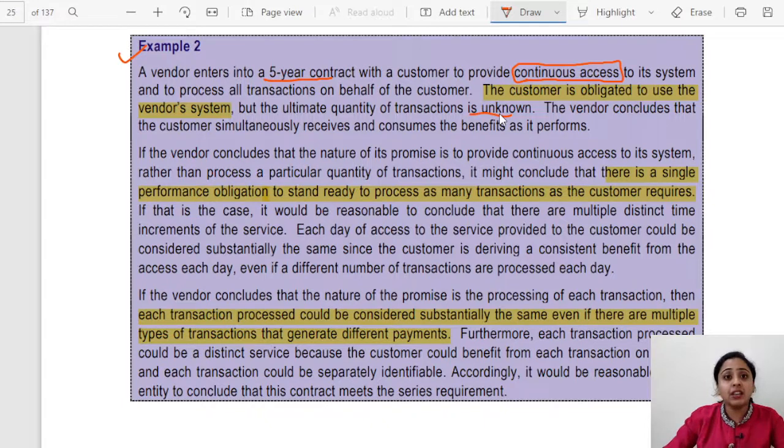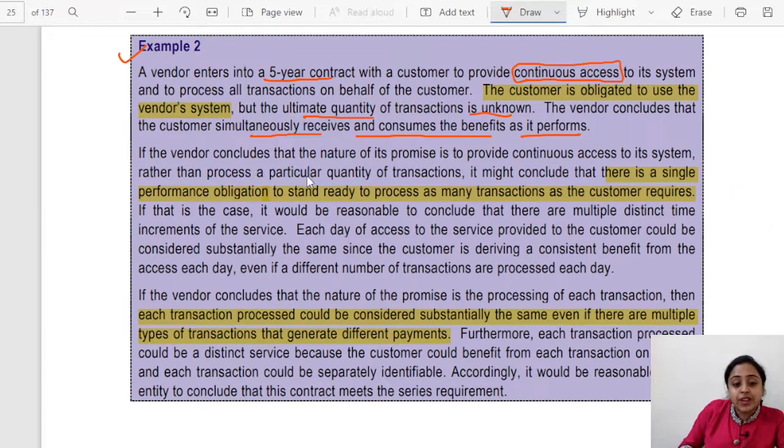The services are also supplied from that entity, but the final consumption is not known, because only at the end of the month do you come to know the consumption of power in that particular month. So the ultimate quantity of transactions is unknown. Are you able to connect? Think of it as an electricity supply. The ultimate quantity is not known in the initial stages. The vendor concludes that the customer simultaneously receives and consumes the benefits as it performs. Simultaneous receipt and consumption. As you know, we have discussed the separate concept of point in time or over a period of time.